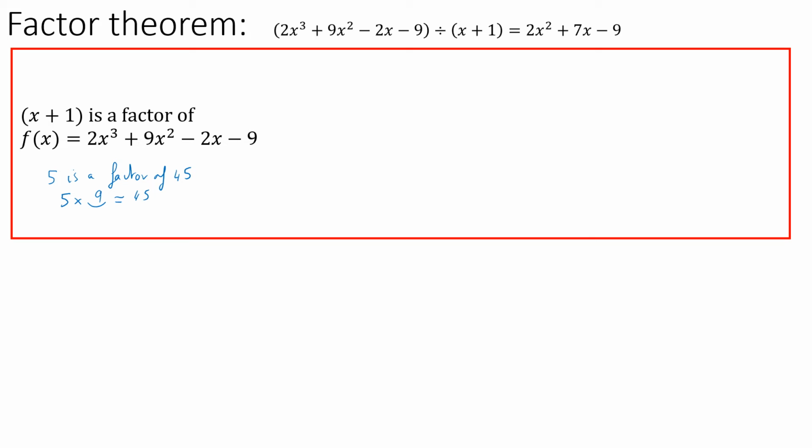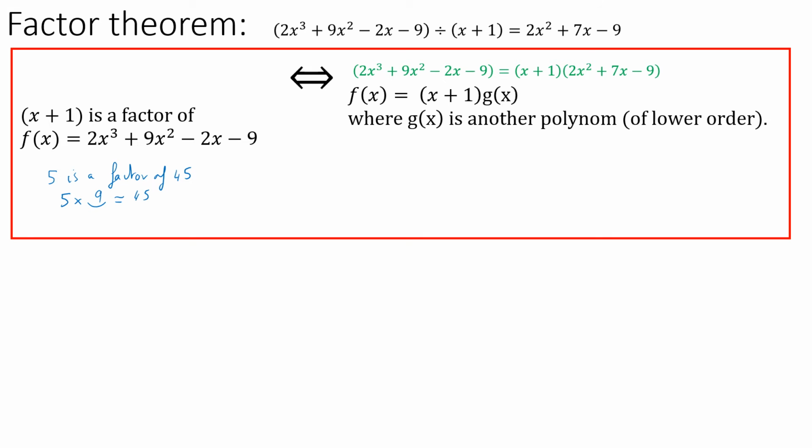So the implication, if you think about factors algebraically: when you divide 2x cubed plus 9x squared minus 2x minus 9 by x plus 1, the result is 2x squared plus 7x minus 9, as we have done on the previous page. Then this means that you can rewrite your cubic as 2x cubed plus 9x squared minus 2x minus 9 equals x plus 1 multiplied by 2x squared plus 7x minus 9. So in general, if you have something as a factor of an expression, this means that you can rewrite the expression as x plus 1 times another polynomial.